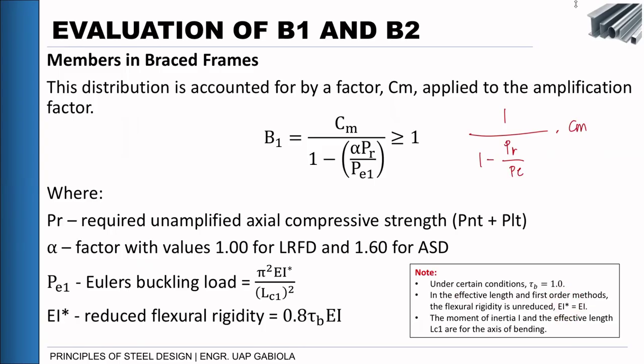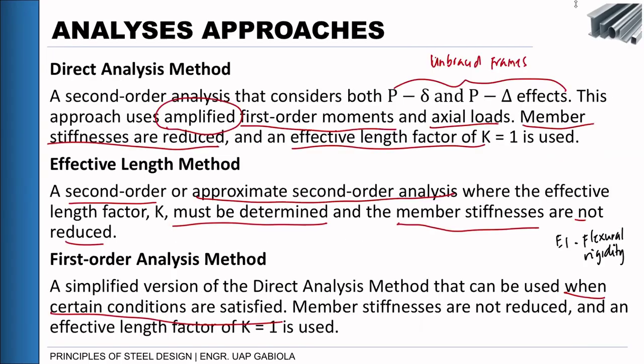So yung ating inertia is unreduced, katulad ng binabanggit dito, no? Sa effective length method, member stiffnesses are not reduced. Sa first order, member stiffnesses are not reduced. So, yun yung gusto sabihin niya dito sa statement na yun.